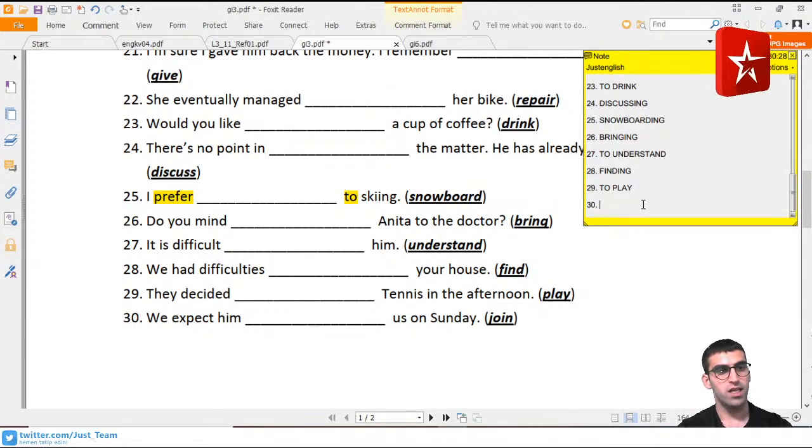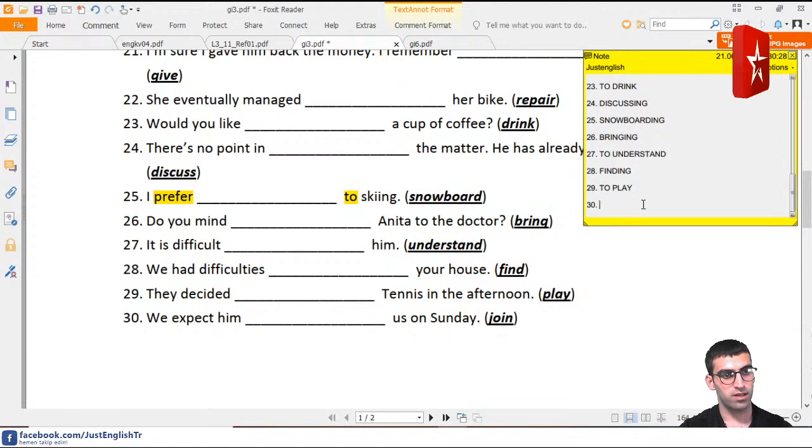That's great. And we expect him, blah, blah, blah, as on Sunday. What about the next one? 30. What do we have to write here? We expect him, what? We expect him joining, they say. Gülsafa says joining. Elif says to join. Hava Bulut says joining. Azme says to join. Like two people joining, two people to join.